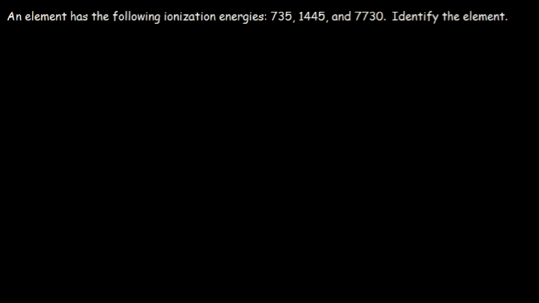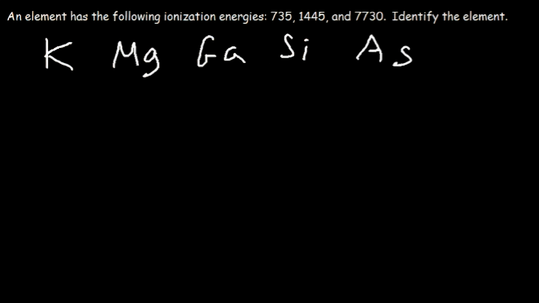An element has the following ionization energies: 735, 1445, and 7730. Identify the element. The options to choose from are potassium, magnesium, gallium, silicon, arsenic, and sulfur.